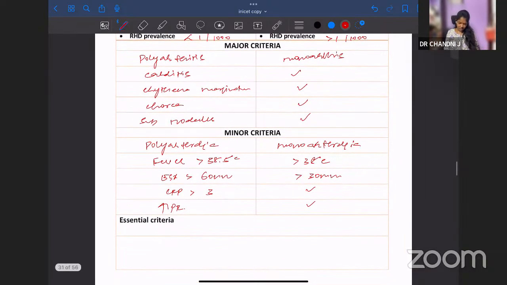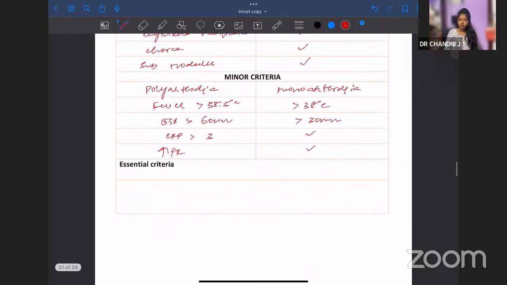Okay. Now, what is essential criteria? Evidence of streptococcal infection, either ASO titer or throat swab positive for streptococcal. These are essential criteria. So how will you diagnose? 2 major, or 1 major, 2 minor. This is plus essential criteria has to be there. Okay, that is why it's essential.